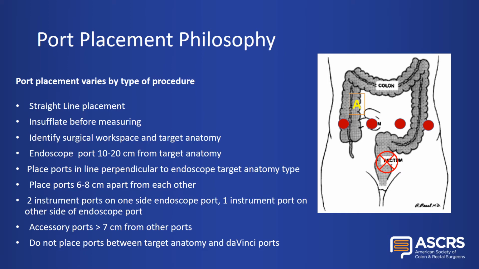Identify the surgical workspace and target anatomy. Place ports in a line perpendicular to the endoscope target anatomy. Two instrument ports on one side of the endoscope and one instrument port on the other side of the endoscope port. Accessory ports should be 7 cm from other ports, and do not place the accessory port between the target anatomy and the Da Vinci port.